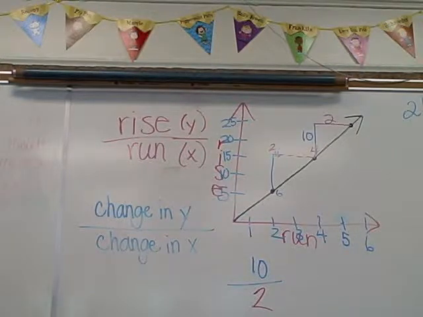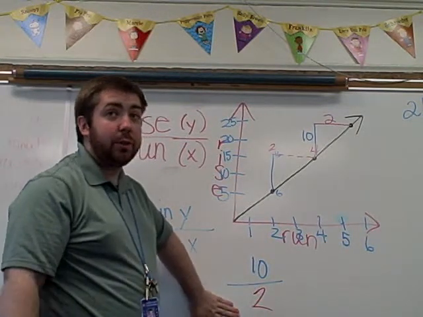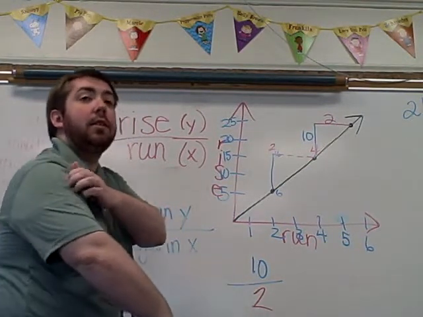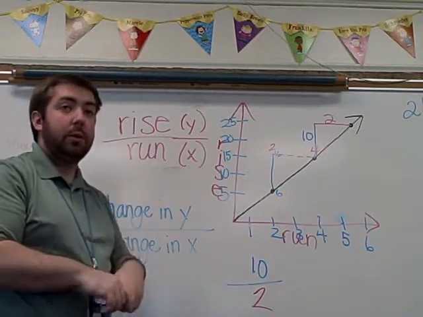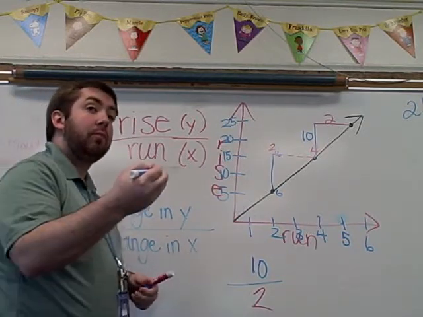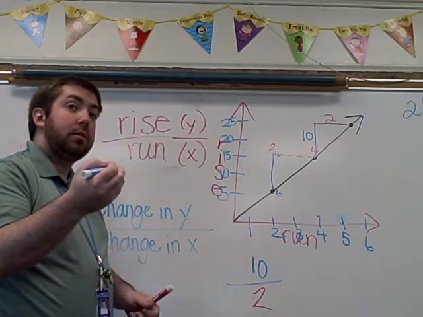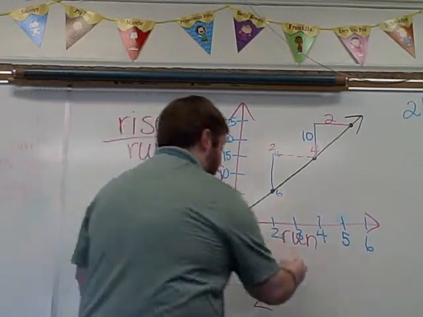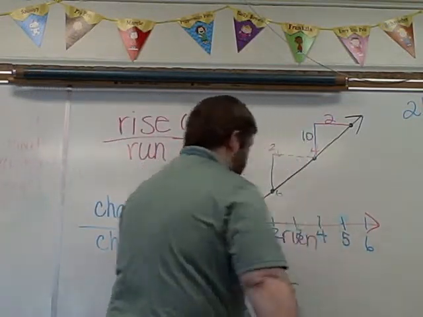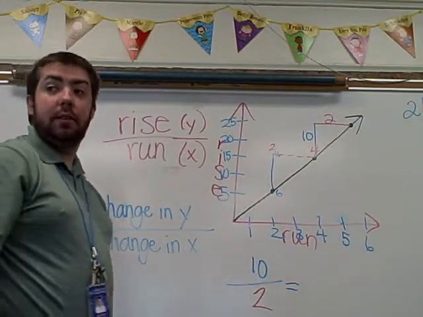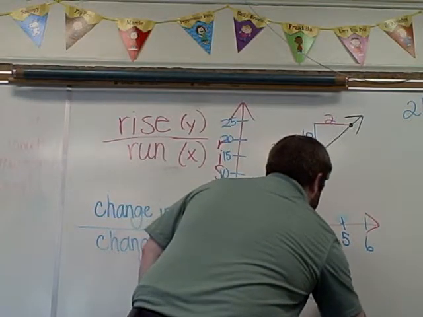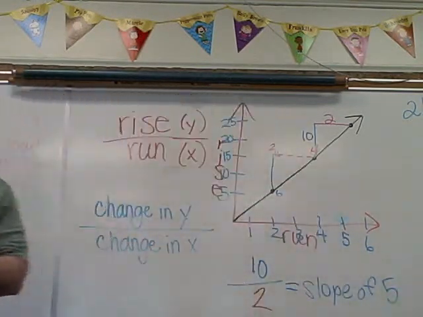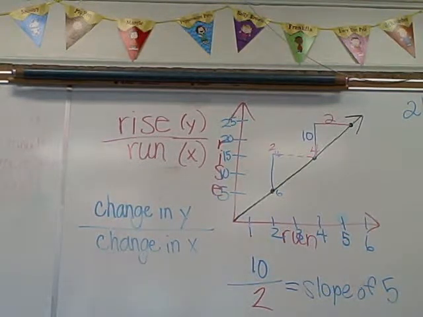Okay, so my slope is 10 over 2. Can I leave it like this? No. Why? Seth, can I leave 10 over 2 as my slope? It can be simplified. So what's 10 over 2 simplified, everybody? 5. So my slope is 5. Okay? It really is that easy.